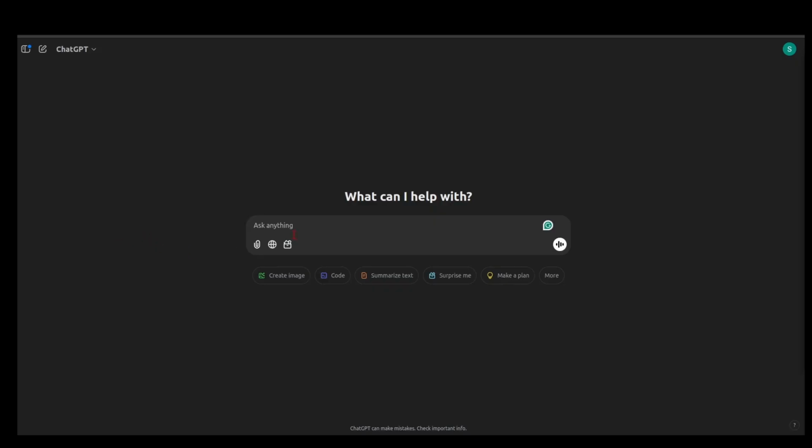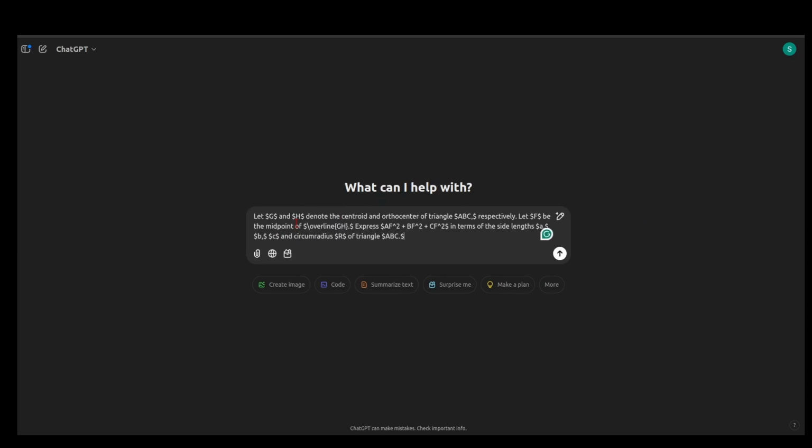So let's ask one more question to wrap things up. Let's stick with geometry and ask this question. We are given G and H, which denote the centroid and orthocenter of triangle ABC respectively. Let F be the midpoint of GH. Express AF squared plus BF squared plus CF squared in terms of the side lengths a, b, and c, and circumradius R of the triangle ABC. The answer is just R squared.